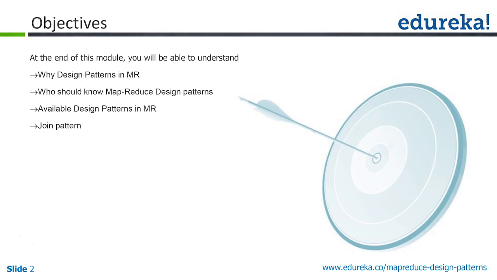Then we'll move on to talking about who should be interested in learning about MapReduce design patterns. So we'll have a short discussion on that. And then we'll move on to discussing the what of the design patterns, where I will introduce you to different varieties of design patterns, different classes of that. And then we'll have a little bit of a detailed look at the join patterns, where we'll also look at one example of one class of design patterns, which is called the reduce side join pattern.